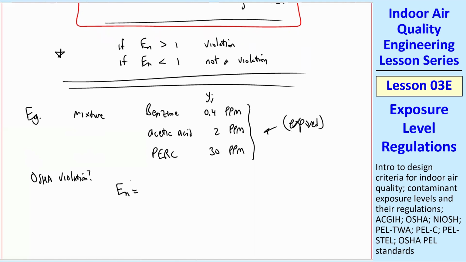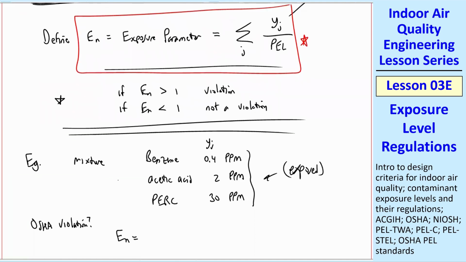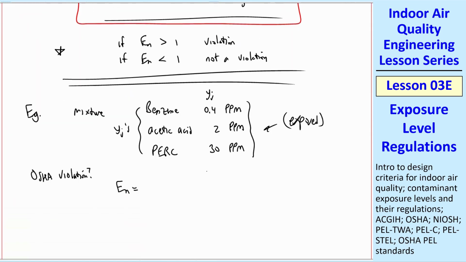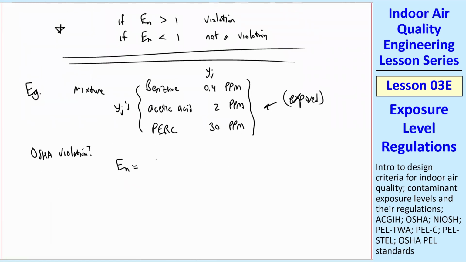So here, EN is just the sum of the actual, these are the YJs, actual exposed divided by PELs. So we have 0.4 ppm over 1 ppm. And then 2, I'm going to stop writing ppm all the time just to save time. You look up for acetic acid, it's 10, and now this acetic acid is not as harmful as benzene, so it has a larger PEL. You're allowed to be exposed to more of it. Finally, 30 over, look that one up for PERC, it's 100, so that one is a much less harmful chemical than any of the other ones. When you plug in your calculator, you get 0.9, which is less than 1.